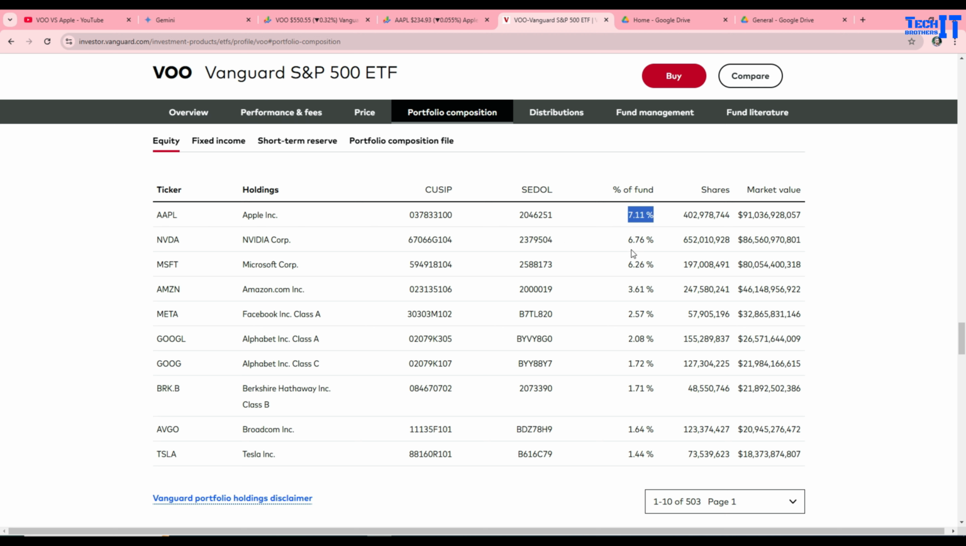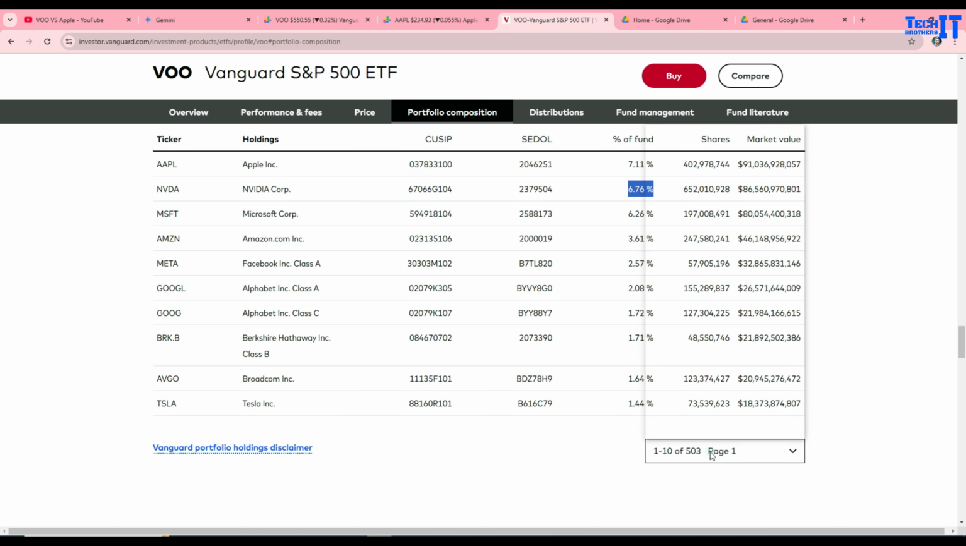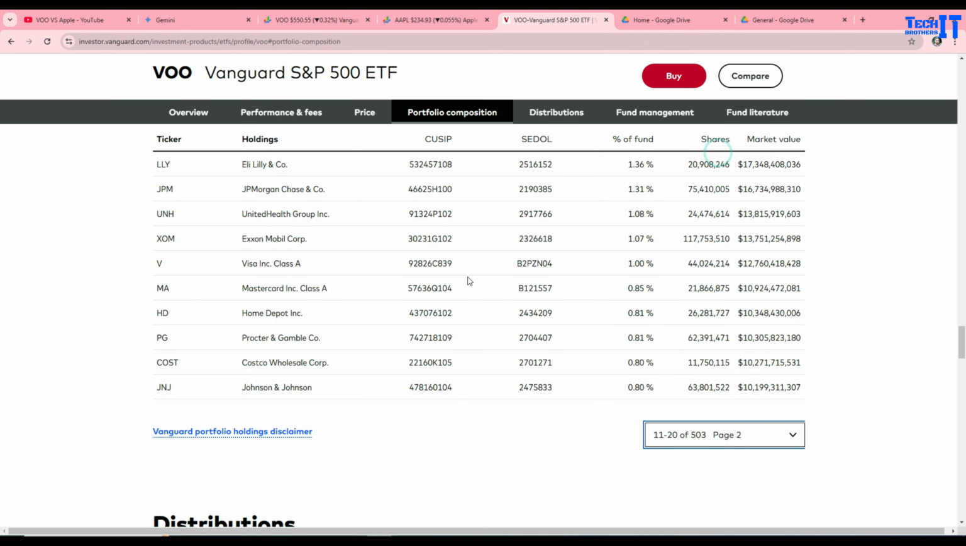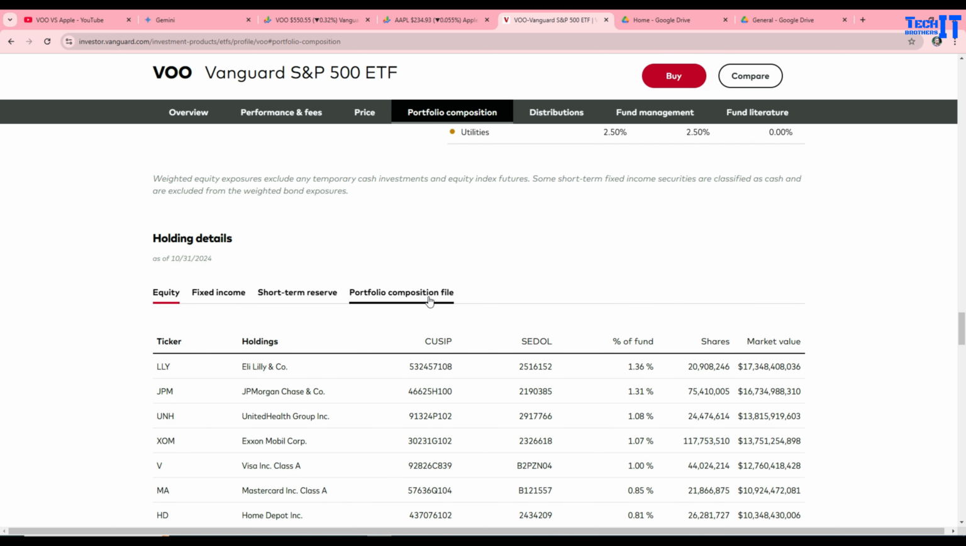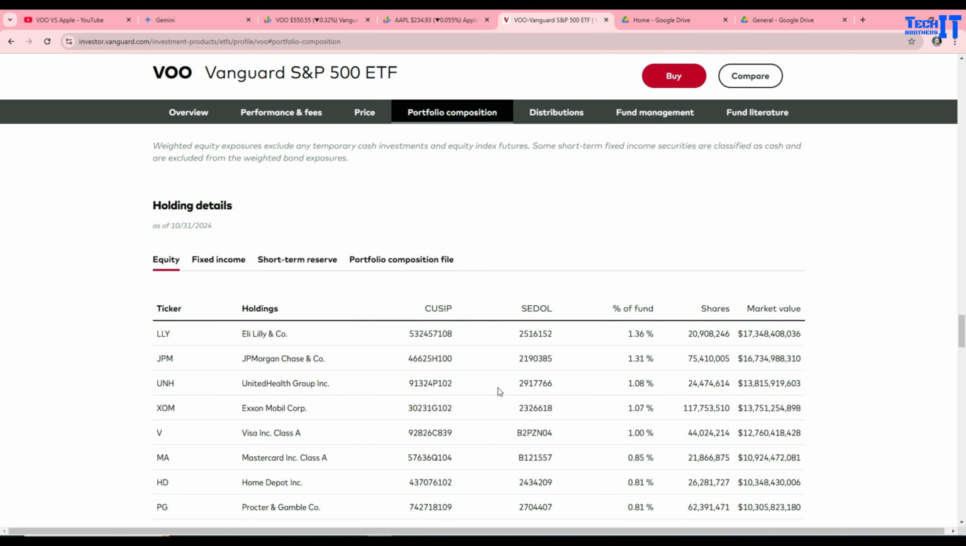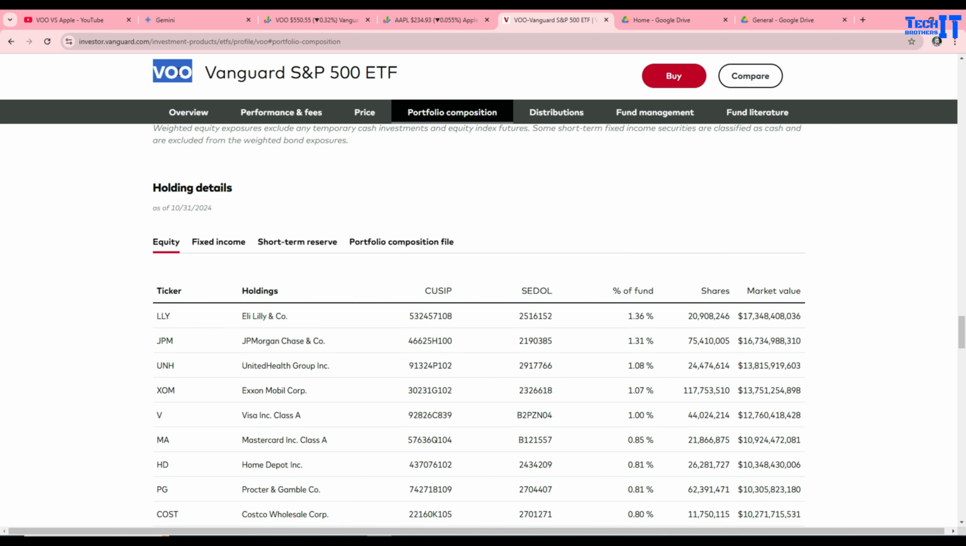Then Nvidia 6.66. Then you have Microsoft, Amazon, Meta, Google, and other. So there are tons of them, and you can go a further step, like next JP Morgan and whatnot. So these are all big companies which are part of S&P. They are in this ETF. So that's pretty safe because you are investing in a large number of companies by buying this ETF.